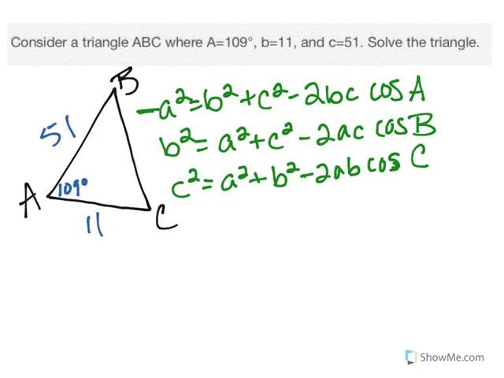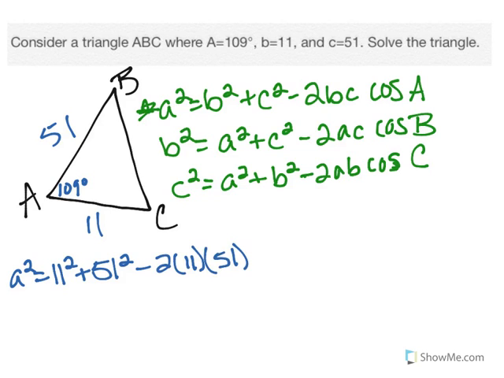So here we've got side B and we've got side C, so I'm going to use this first equation in order to find side A. So we've got A squared equals B squared, which is 11 squared, plus C squared, which is 51 squared, that's going to be fun, minus 2 times 11 times 51 times the cosine of 109, because that's our angle A.